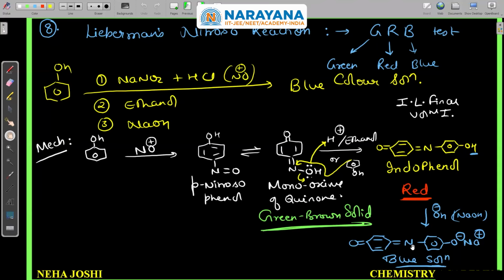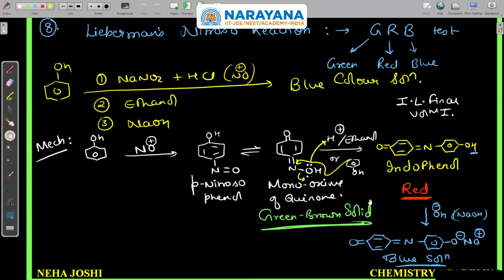Ma'am, can you explain the part after the green brown solid? After the green brown solid is formed, see, on the para position of phenol there can be attack of this carbocation. This NOH will be protonated, then H2O leaves, and that plus is attacked by the para position. Electrophilic substitution on phenol, so it is red, and the salt of this is blue.